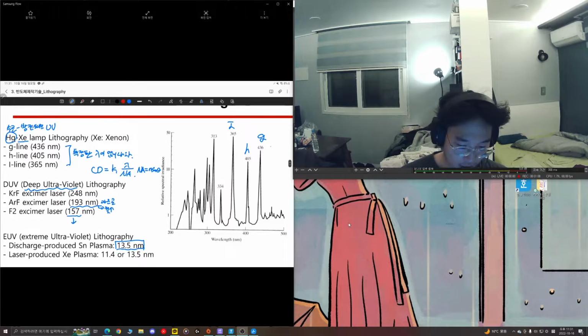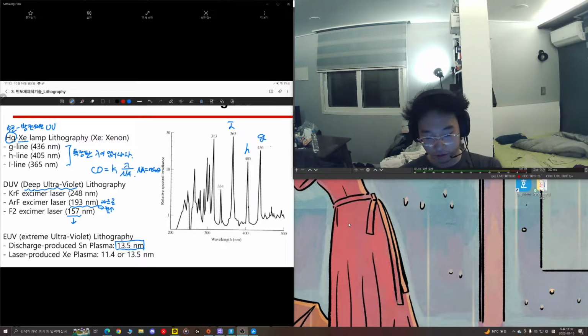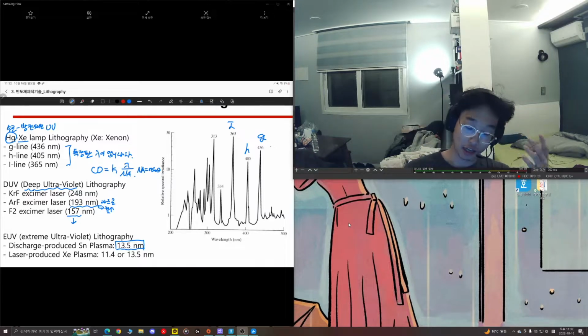There are lots of ways to make a UV laser. One is to use the HG xenon lamp lithography. There are G line, H line, and I line. G line's wavelength is 436 nanometers, H line is 405, and I line is 365.